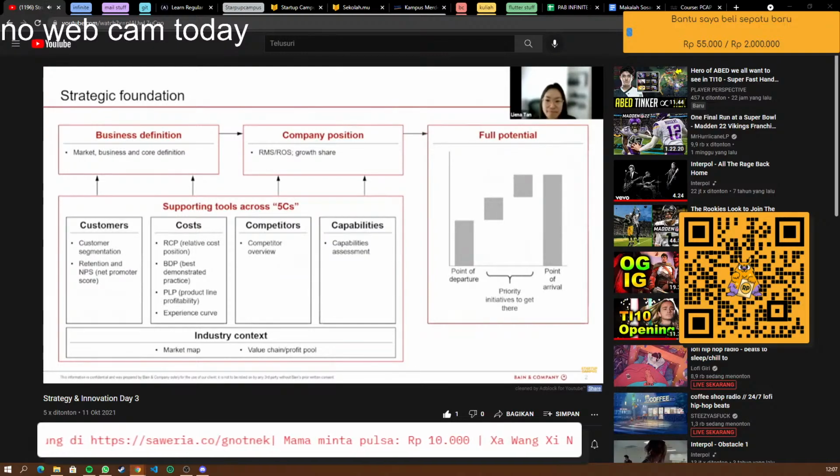Good. And then the other things that we talk about is customers, cost. We don't talk a lot. I think it's not very relevant. Competitors. This is really more on understanding who your competitors are, how big they are, right? Which customers are they going after, as well as your capabilities.